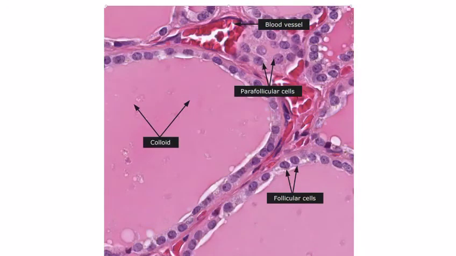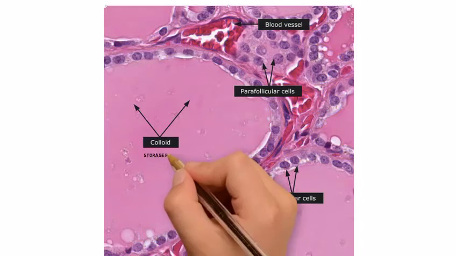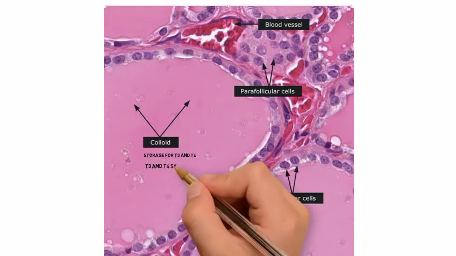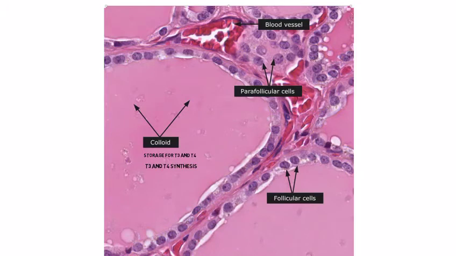Okay, so let's go through this slide together. We can see some thyroid follicles here, like we talked about. And inside the thyroid follicles, inside the lumen, they have this thick viscous liquid called colloid. The lumen of the thyroid follicle actually acts as a reservoir or storage for T3 and T4, and it's where these hormones are initially synthesized from.